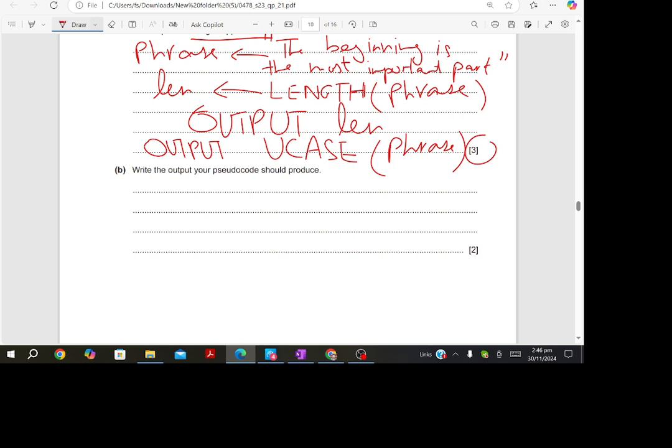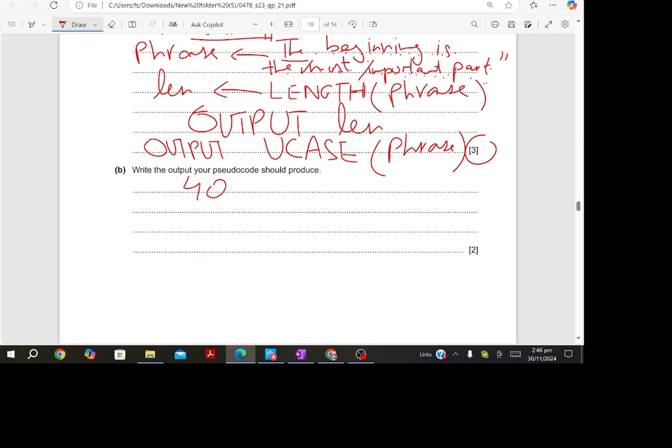Write the output your pseudocode should produce. The beginning is the most important part. Spaces are also included. So 1, 2, 3, and so on up to 40. So there are 40 characters in "The beginning is the most important part". Remember, length starts counting from 1 and space is always counted.